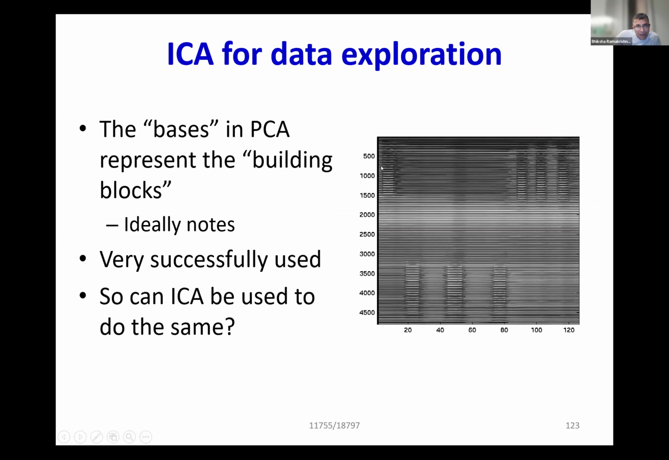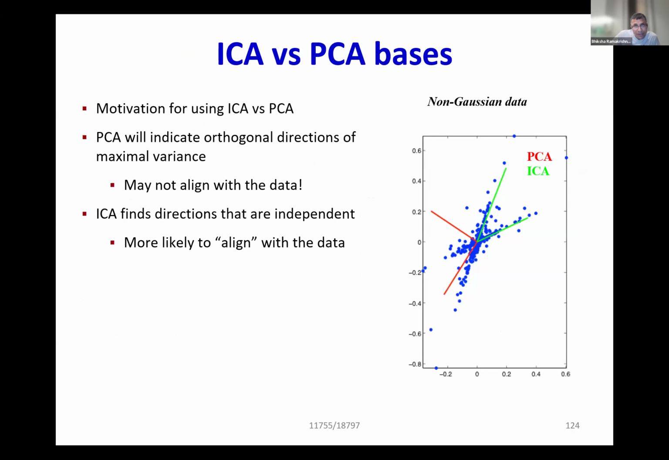And so the bases in ICA end up representing the building blocks. And so it's very successfully used to generate BCs. Now PCA, we saw, could also pull out basic structures and could be used to represent data. That's what we saw several classes ago. Can we use ICA for this?